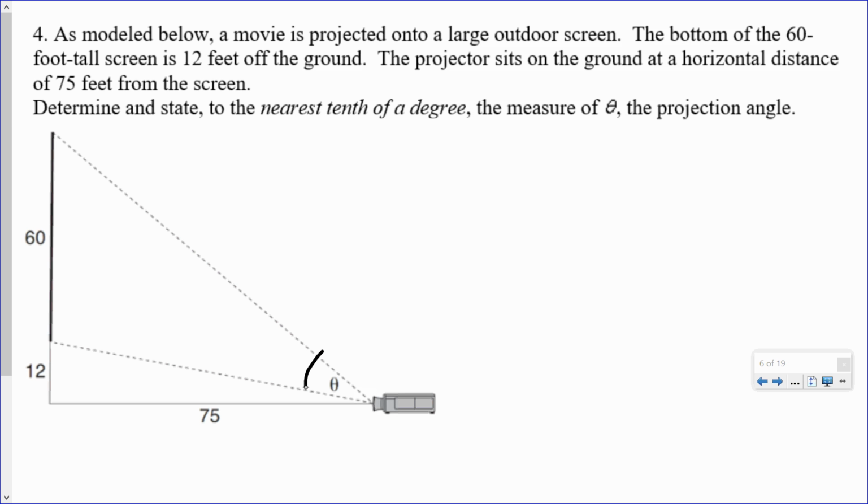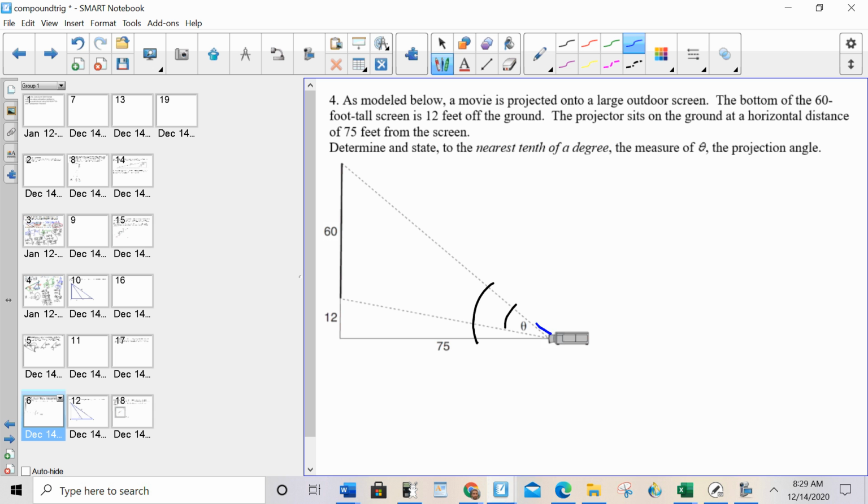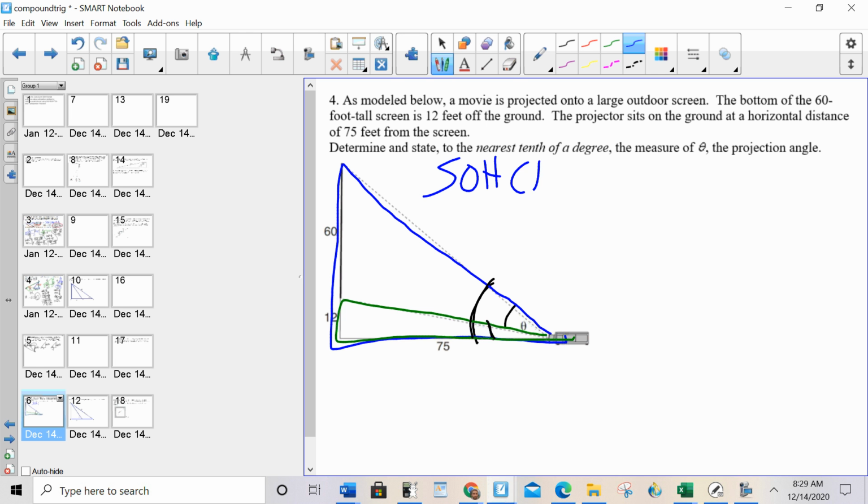Well, can I use subtraction method? Yes. This angle would be this whole angle, which is an angle of the big right triangle, minus this angle, which is the angle of a small right triangle. So I'm going to have to find the angle of the big right triangle, the angle of the small right triangle, and subtract them. So, Sohcahtoa.